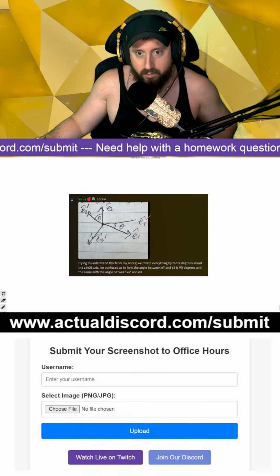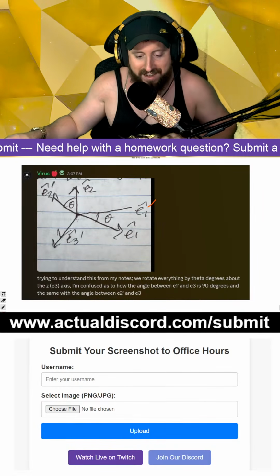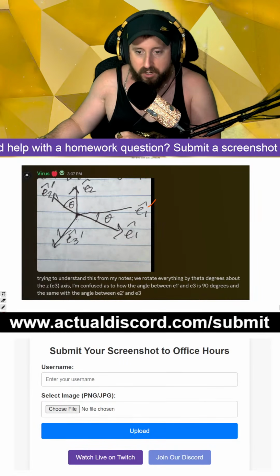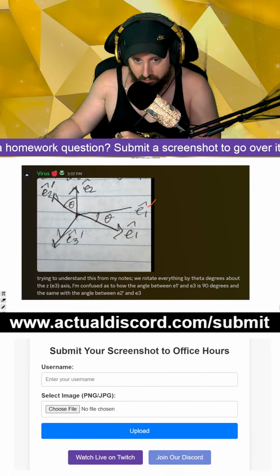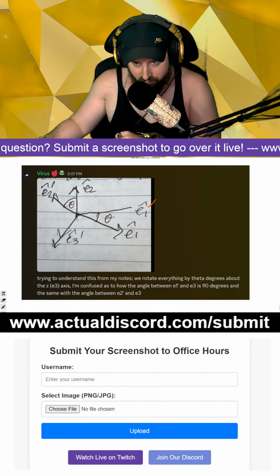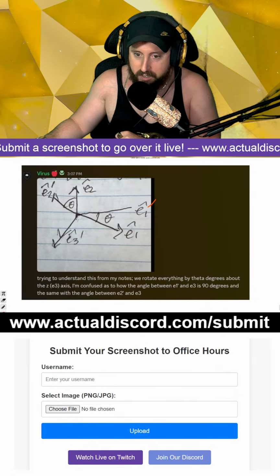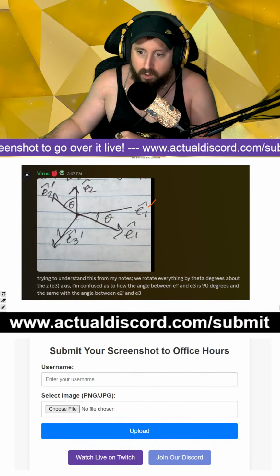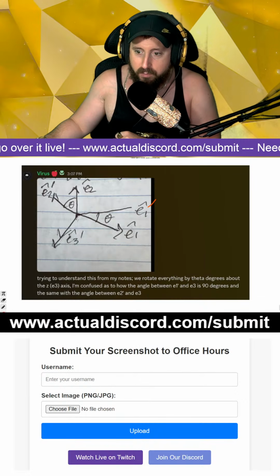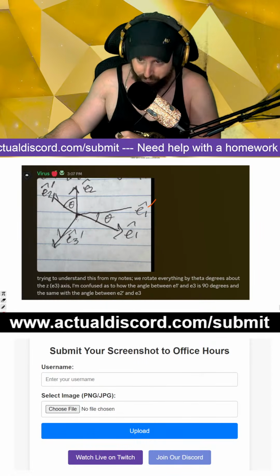Great question right here off the bat from Virus. Says, hey, I'm trying to understand from my notes. We rotated everything by theta degrees about the z-axis. Okay, E3. I'm confused how the angle between E1 prime and E3 prime is 90 degrees and the same between E2 and E3. Okay, cool.